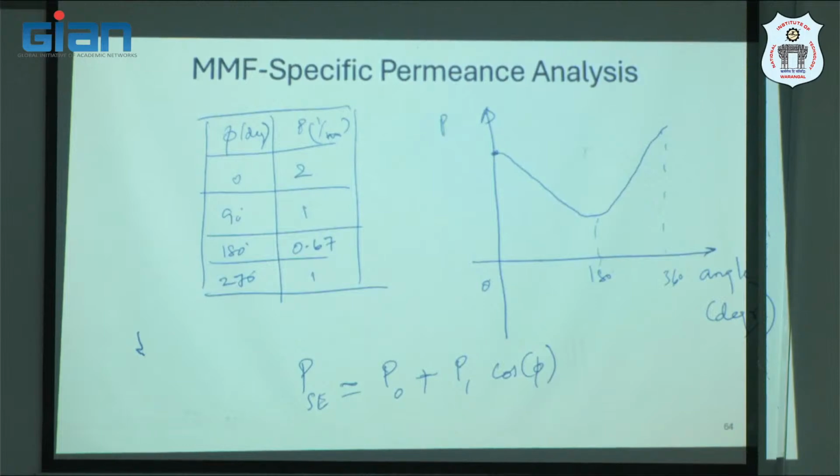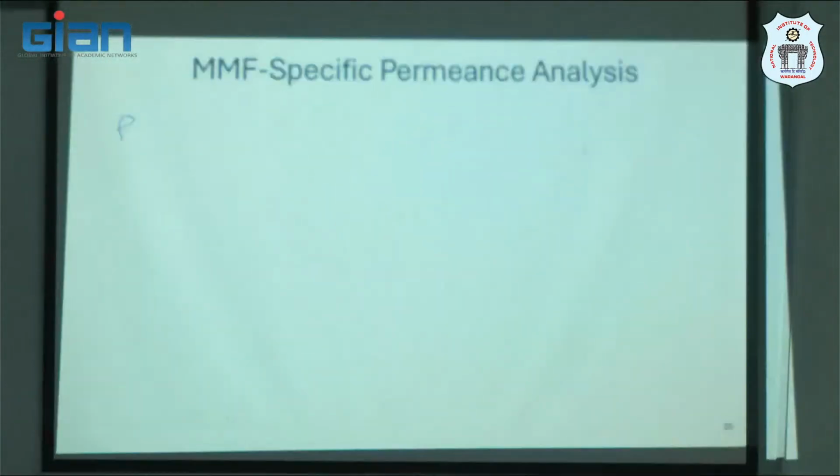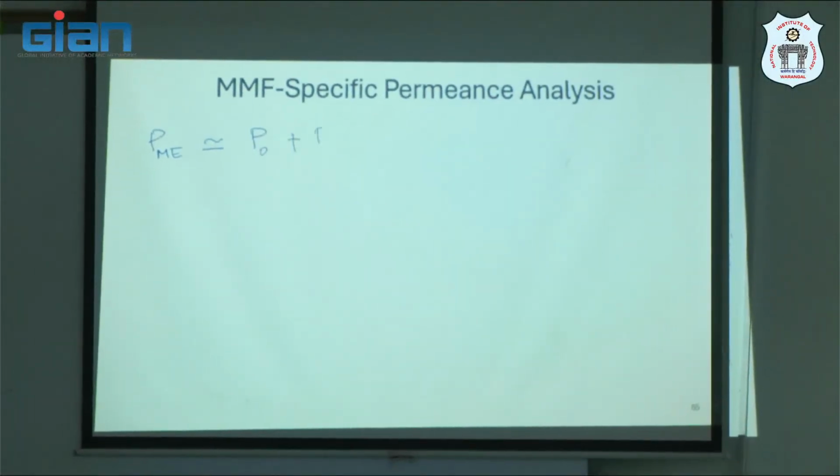Static eccentricity in isolation is not useful. The most common form is mixed eccentricity. I am not going to go into the details, but based on literature we know that the mixed eccentricity permeance function can be approximated to this general form: P1 cos phi plus P2 cos(phi minus theta r), where theta r is omega r t, and phi dash is phi minus theta r. This is from literature.